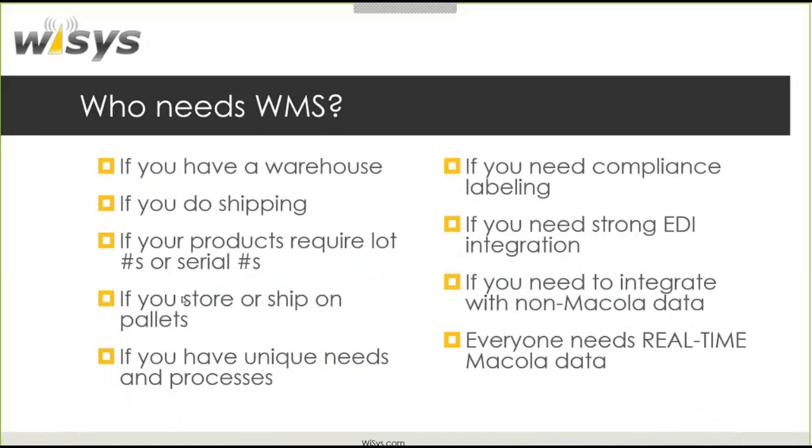A lot of people wonder who needs a warehouse system, and sometimes it's pretty obvious, other times it's not. People that have a warehouse, some people do, some people don't. People that do shipping, people that collect serial or lot numbers and want to control their inventory down to the bin level, which is a locator in the warehouse of where things are. I'm going to be using bins today in Macola, so you'll see how those work. If you want to store and ship information on pallets, WiSys has a pallet module. We also can match up with some unique needs.